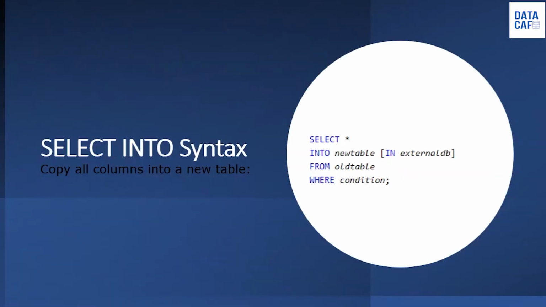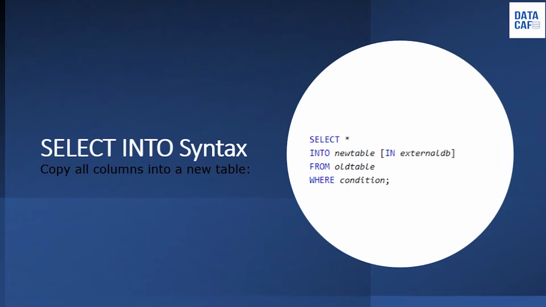So this is the syntax. Basically there are two options. The first option is to copy all the columns into a new table. For that you mention SELECT *, and after that INTO and the new table name, and FROM the old table, and if you want you can include conditions. Based on the conditions you can copy that data into the new table.